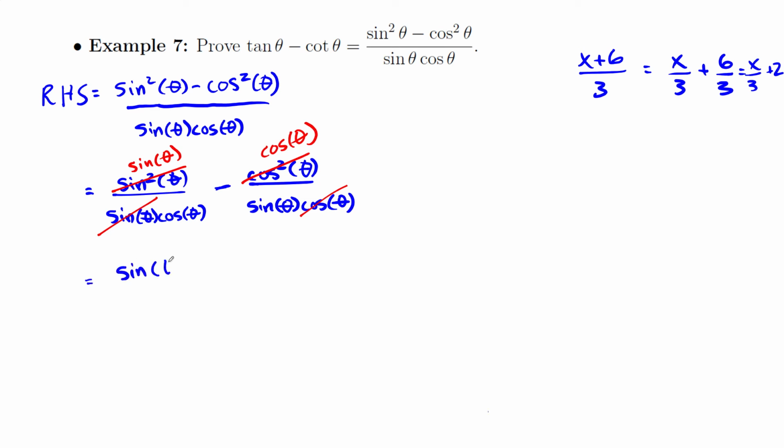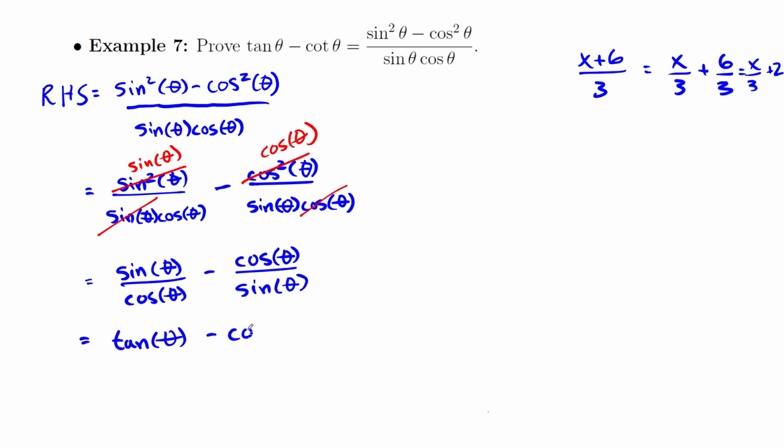Because if I have the sine of theta over the cosine of theta minus the cosine of theta over the sine of theta, then I end up with the tangent of theta minus the cotangent of theta, which is my left-hand side.